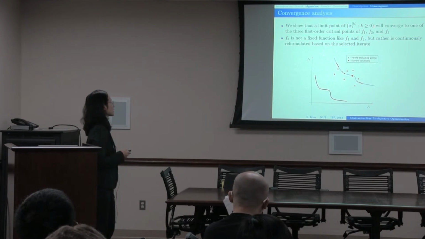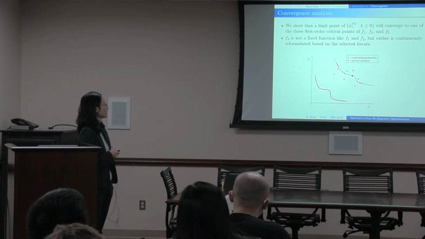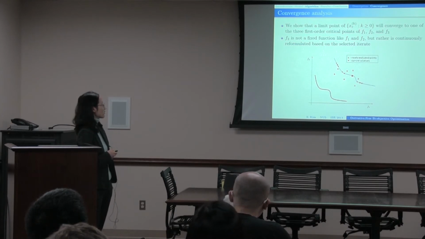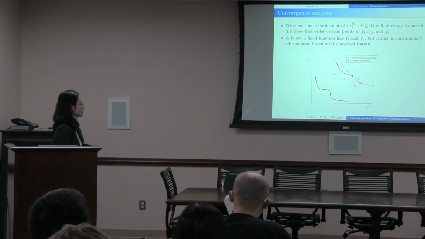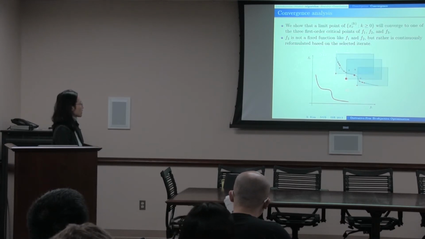The convergence we are showing is basically about the limit point of this iterate. Only the center point eventually converges to the first order critical point of one of these functions. But the problem is that f1 and f2 are fixed functions, but f3 changes every iteration. For example, this is the center point, then the f3 function is constructed based on this point. But at the next iteration we move to here, then the f3 function is now based on this point. So again, it's very hard to find a clear relationship between the current iterate and the previous iterate.